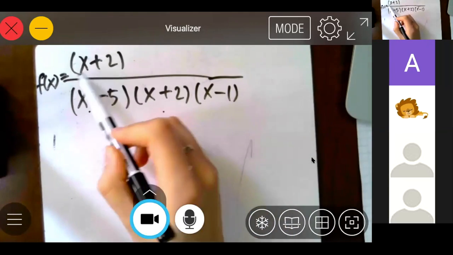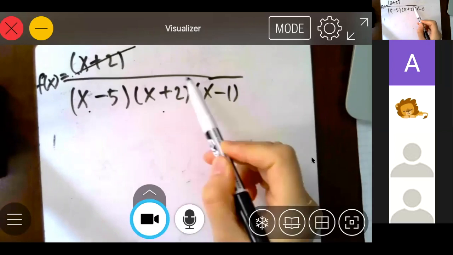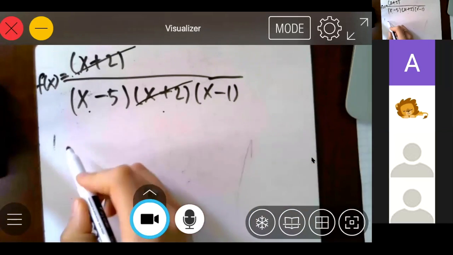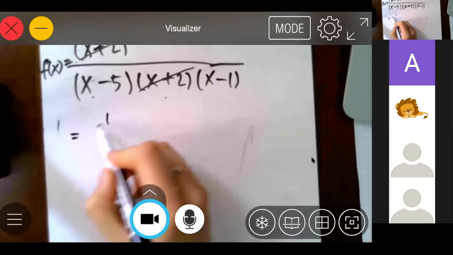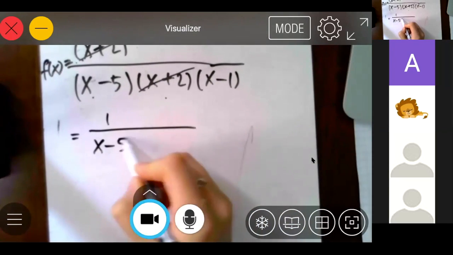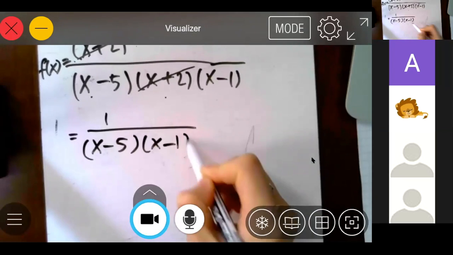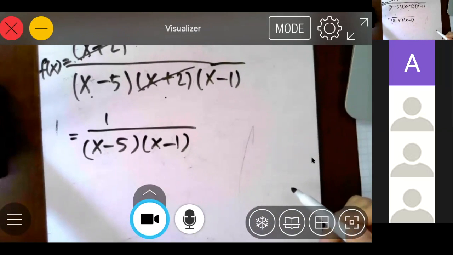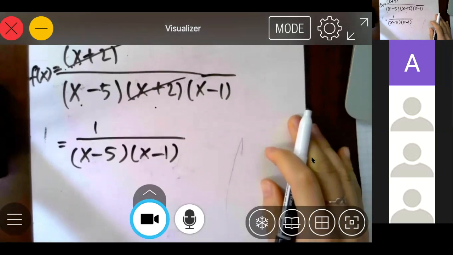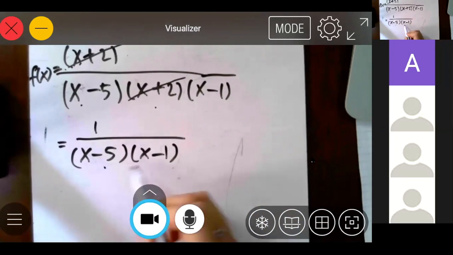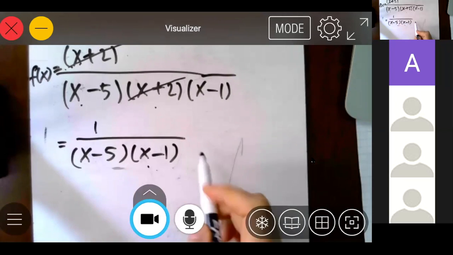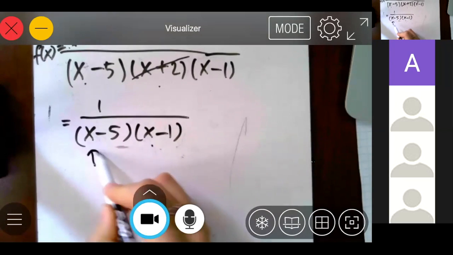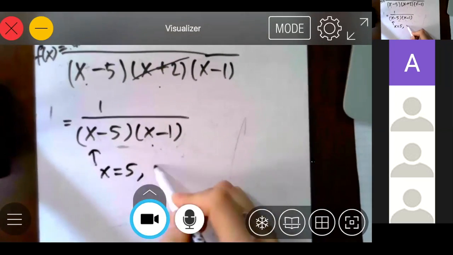Yeah. So you can actually simplify that, and we could write this as 1 over x minus 5 times x minus 1. So in this situation, would that mean there's only 2 vertical asymptotes? First of all, there will be 2 vertical asymptotes. When does my denominator equal 0? x equals 5 and x equals 1.